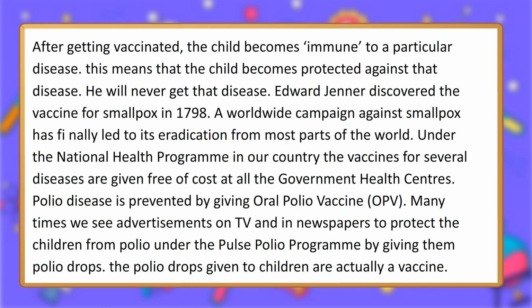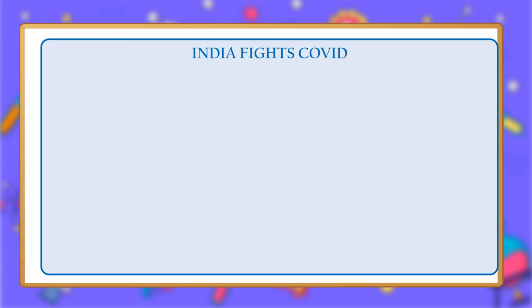A worldwide campaign against smallpox has finally led to its eradication from most parts of the world, under the National Health Program. In our country, the vaccines for several diseases are given free of cost at all the government health centers. Polio disease is prevented by giving oral polio vaccine, OPV. Many times we see advertisements on TV and in newspapers to protect the children from polio under the Pulse Polio program by giving them polio drops. The polio drops given to children are actually a vaccine.